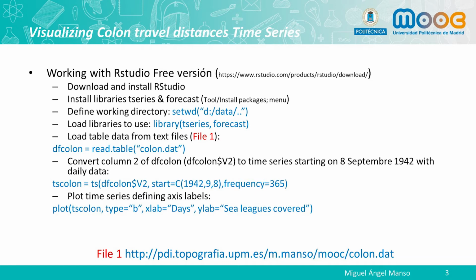Plot time series defining axis label. To plot the time series, we use the command plot indicating as parameters the time series to plot, ts, the representation type, b, to plot both lines and points, and axis labels x and y.